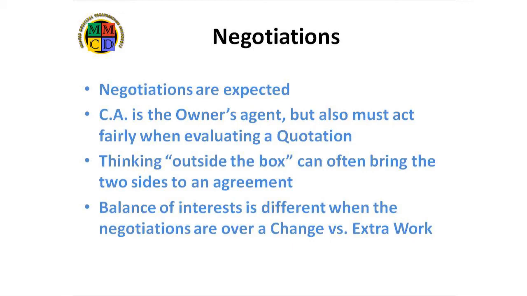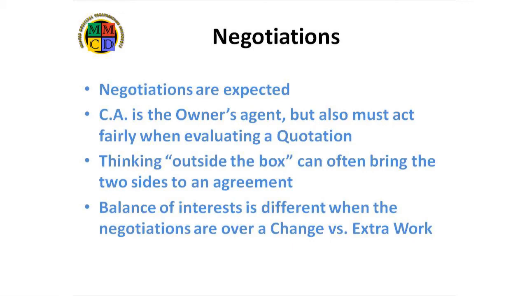When the negotiation is about a quotation for a potential change, the owner has the ability to say, "This will be done and you will do it." In those circumstances, negotiations are more unbalanced. Nevertheless, the CA is expected to make a fair evaluation of the quotation. Normally, it's in everyone's best interest to come to an agreement on price and time before the work must be tracked using force account forms.